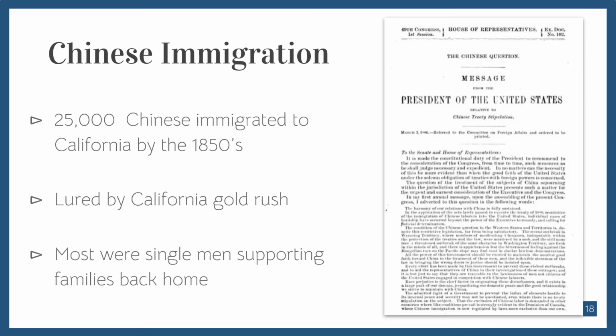Civil War and famine devastated southern China in the 19th century. The California gold rush that began in 1848 promised riches and a new life to those brave enough to seize it. Over 25,000 Chinese immigrants had migrated to California by 1850. Most were single men who sought to provide better lives for their families back home.